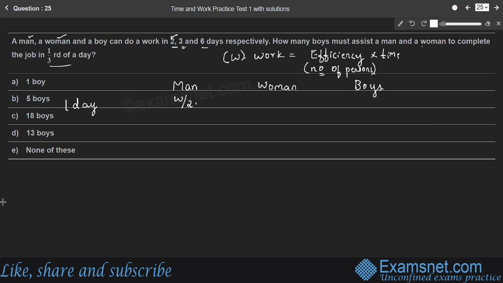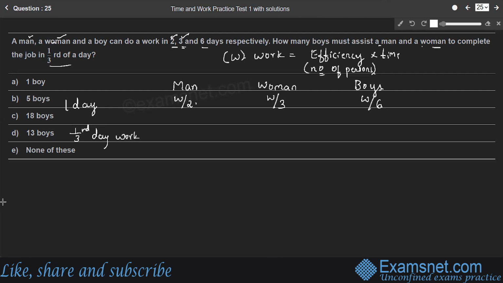So 1 day work of a man is W by 2. 1 day work of a woman is W by 3, since a woman takes 3 days to complete the whole work. And a boy takes 6 days, therefore his 1 day work is W by 6. Here the question is, how many boys must assist one man and one woman to complete a job in 1/3 of a day? So we'll consider their 1/3 day work.